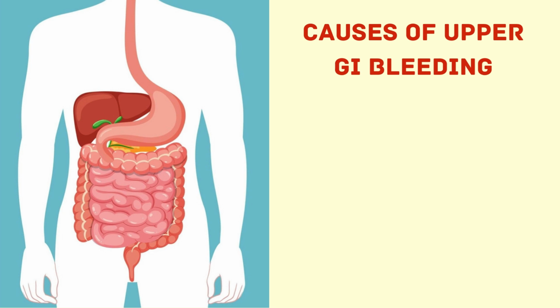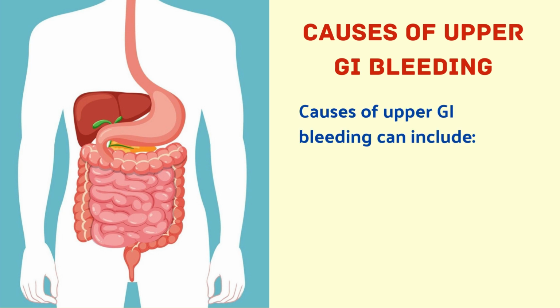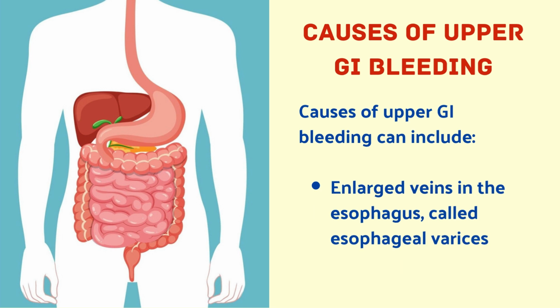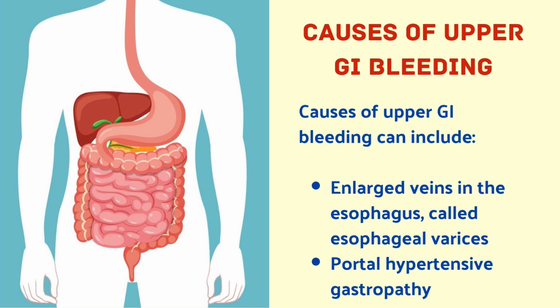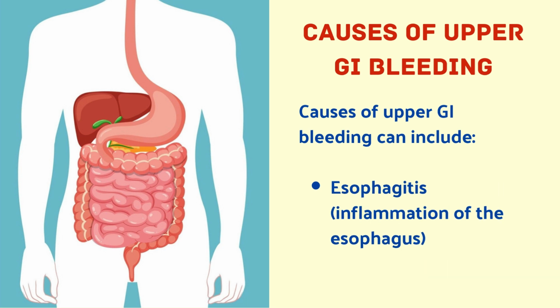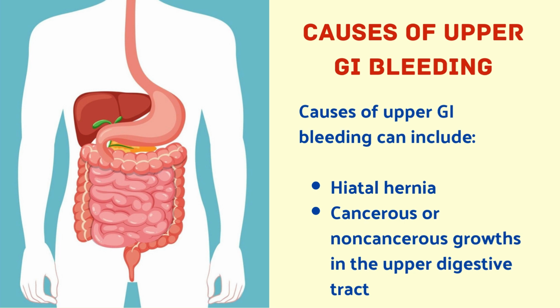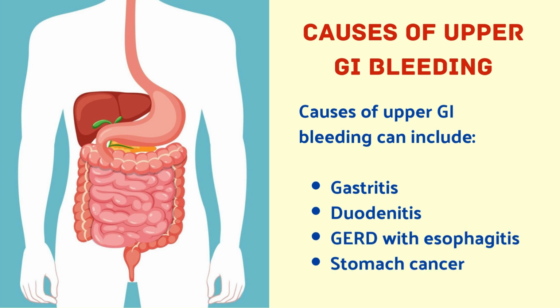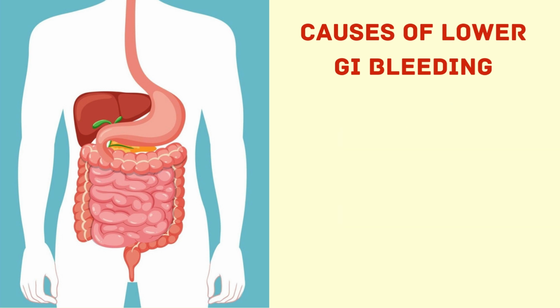Now let us discuss the causes of upper GI bleeding. Causes of upper GI bleeding can include peptic ulcer, tears in the lining of the esophagus called Mallory-Weiss tear, enlarged veins in the esophagus called esophageal varices, portal hypertensive gastropathy, esophagitis that is inflammation of the esophagus, abnormal blood vessels, hiatal hernia, cancerous or non-cancerous growths in the upper digestive tract, gastritis, duodenitis, GERD with esophagitis, stomach cancer, and esophageal cancer.